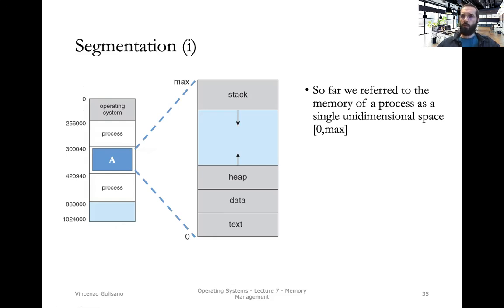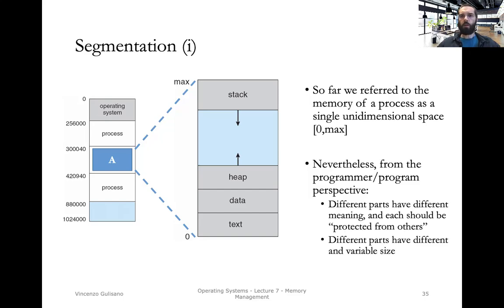So what if instead of talking of a process as a single monolithic block that goes from 0 to max, we actually start distinguishing different parts for the process? This could be motivated by the fact that we know that the different parts of the process have different purposes. There is one that keeps only text, that is basically instructions that are run by the process and taken by the CPU.